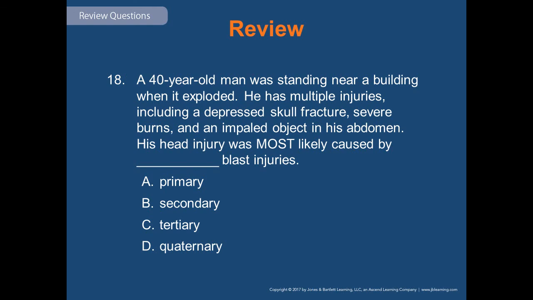Okay, number 18. A 40-year-old man was standing near a building when it exploded. He has multiple injuries, including a depressed skull fracture, severe burns, and an impaled object in his abdomen. His head injury was most likely caused by which type of blast injury? A primary blast injury, a secondary blast injury, a tertiary blast injury, or a quaternary blast injury.